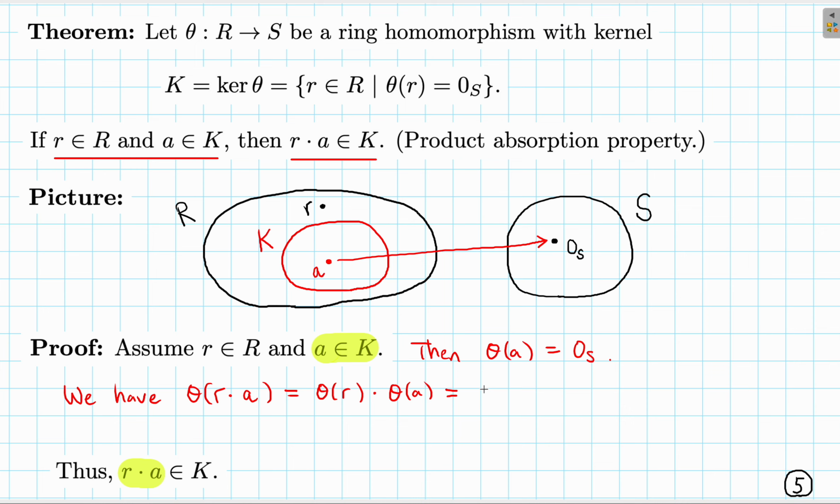And so we have theta of r times 0 sub S. That's where we use theta of a equals 0 sub S. But then any element of the codomain S times 0 sub S is equal to 0 sub S. And so we can say, hence, theta of r times a is equal to 0 sub S, and thus r times a is an element of the kernel.